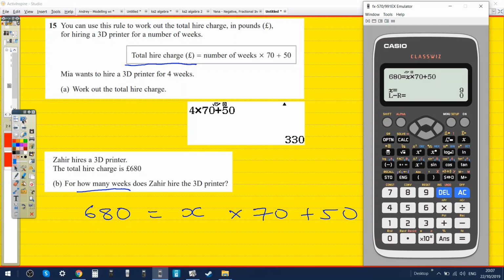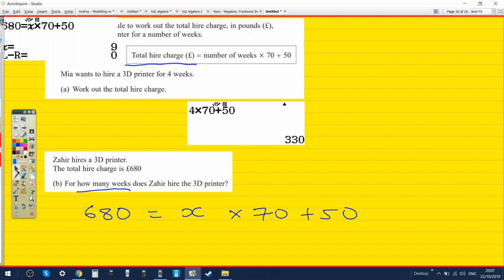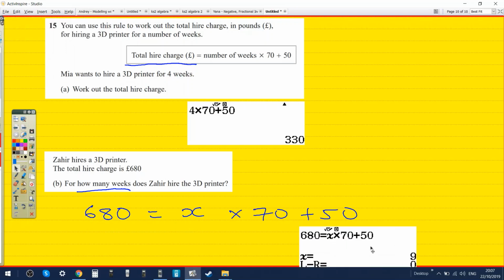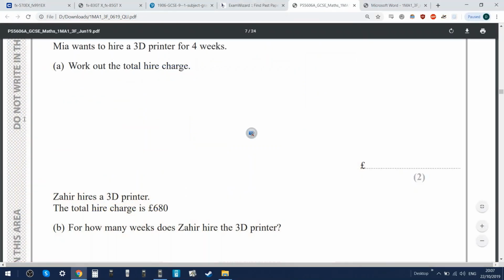I take a photo of that. And I don't even need to check if I'm right. The calculator tells me I'm right. But I always check if you can. Okay, so those are the 2 answers: 330 and x equals 9, 9 weeks. Let's check. I bet it is wrong.